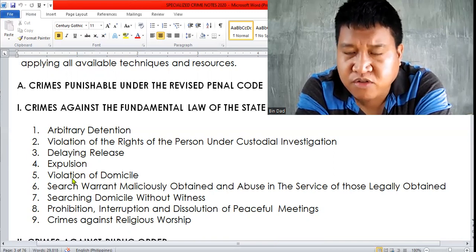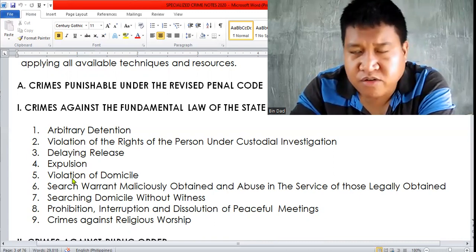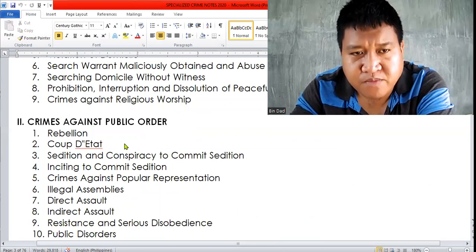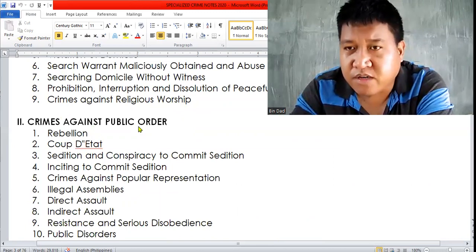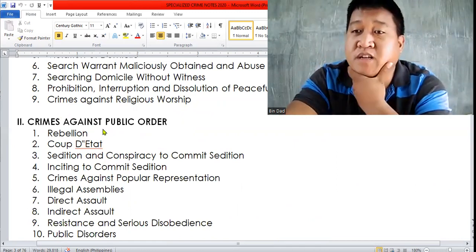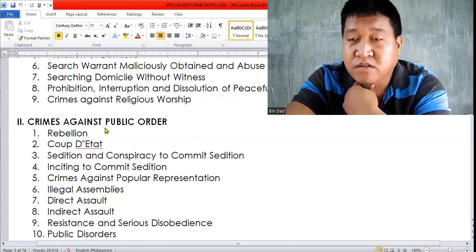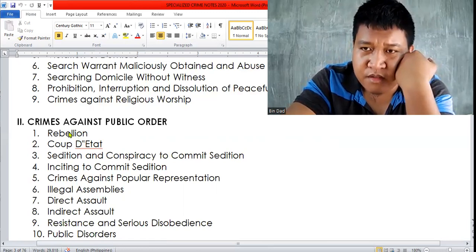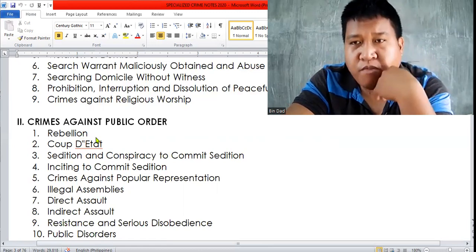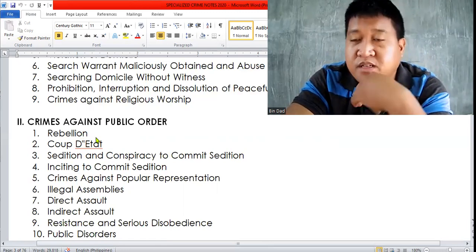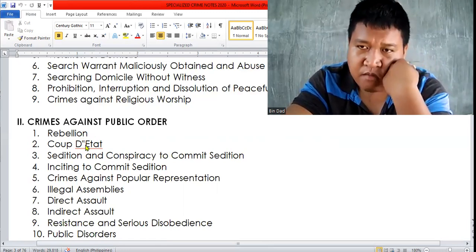Prohibition, interruption, dissolution of peaceful meetings, crimes against religious worship. Crimes against public order, that is the next classification. Rebellion, yeah, public order, because that creates destruction of public order. Kung biglang may nag-alsa ng soldado, then it creates panic among the people. Rebellion, this is mostly committed by the group of people who want to remove a sitting government.